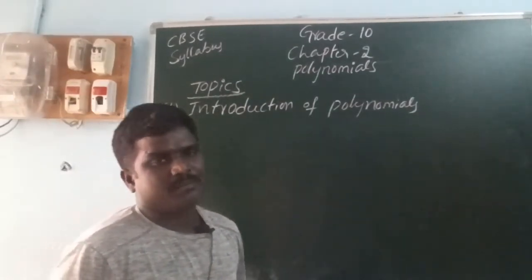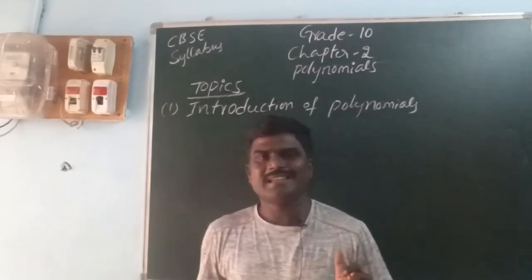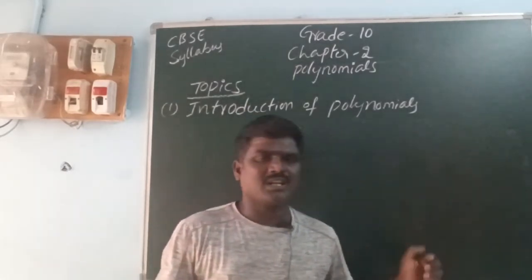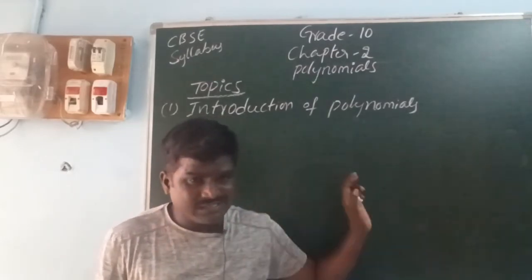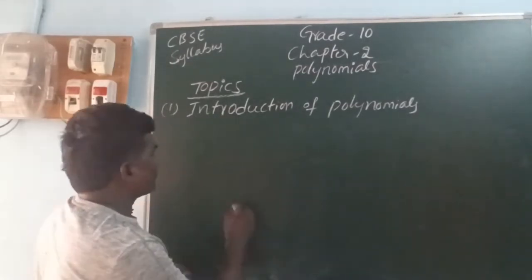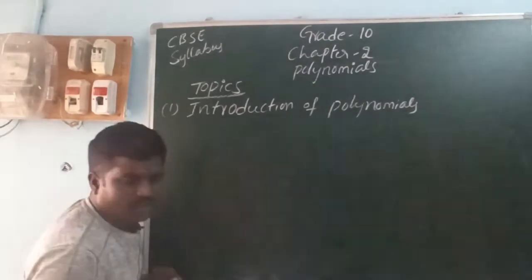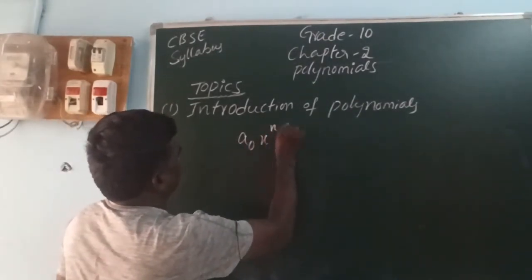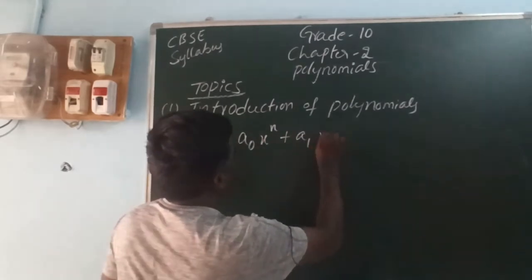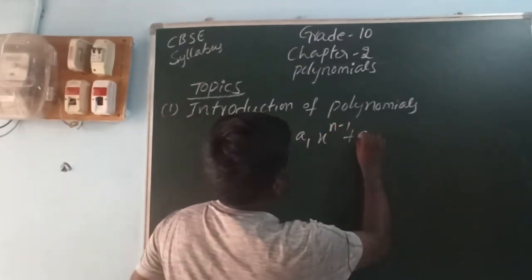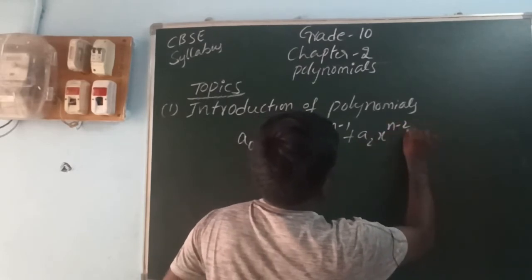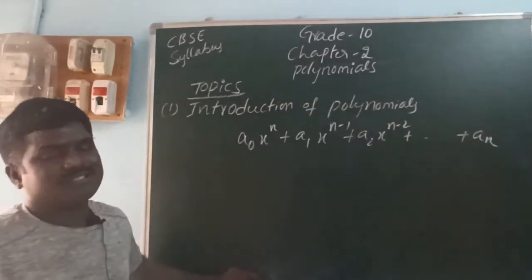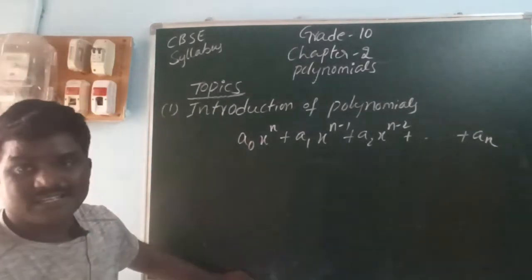Nth degree polynomial. A polynomial which has degree n is called an nth degree polynomial. When you observe the polynomials, the degrees of the terms are decreasing. The general form of an nth degree polynomial is a0 x power n plus a1 x power n minus 1 plus a2 x power n minus 2 plus and so on plus an. This is the general form of an nth degree polynomial.